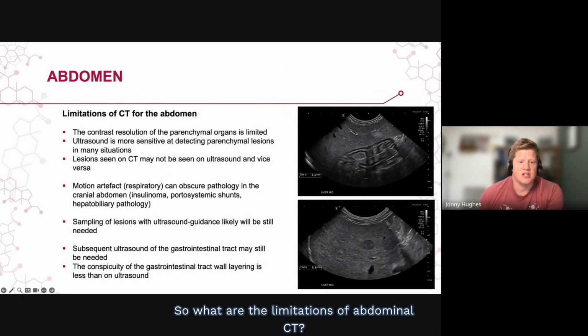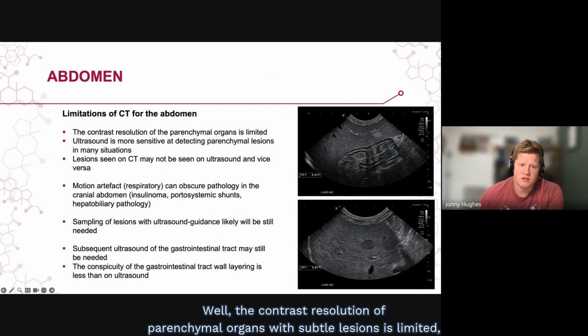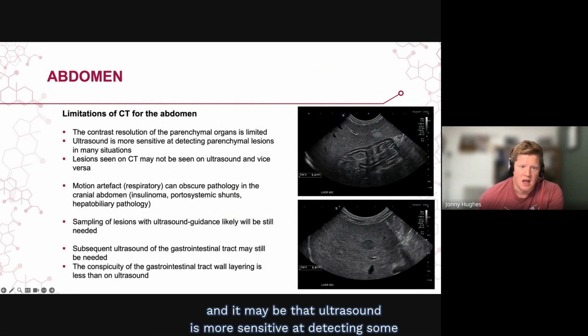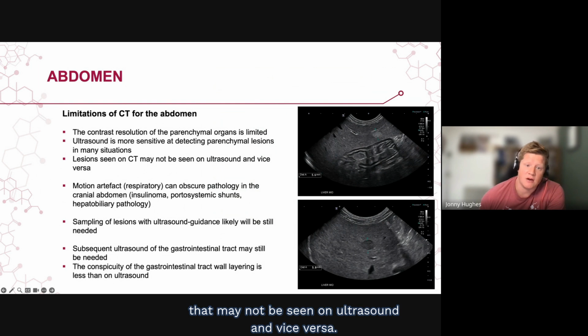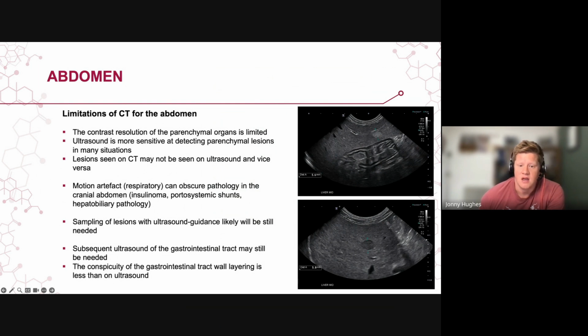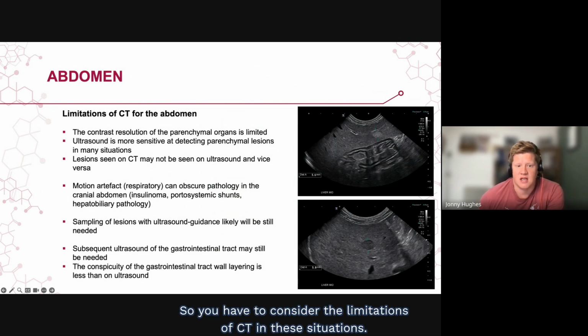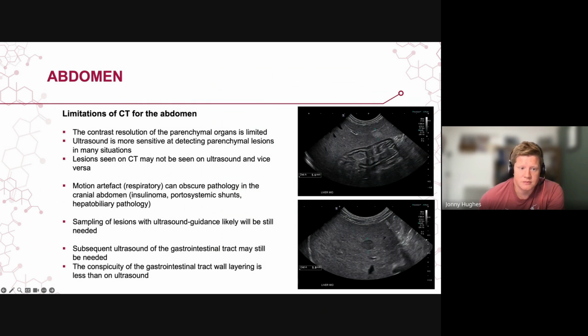So what are the limitations of abdominal CT? Well, the contrast resolution of parenchymal organs with subtle lesions is limited. And it may be that ultrasound is more sensitive at detecting some subtle lesions in many situations, or there may be lesions seen on CT that may not be seen on ultrasound and vice versa. So you have to consider the limitations of CT in these situations.